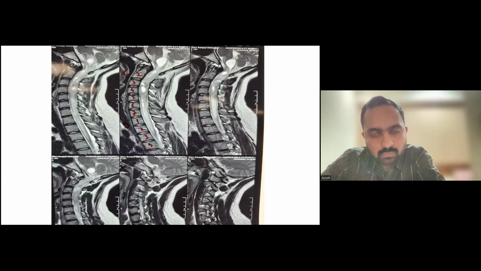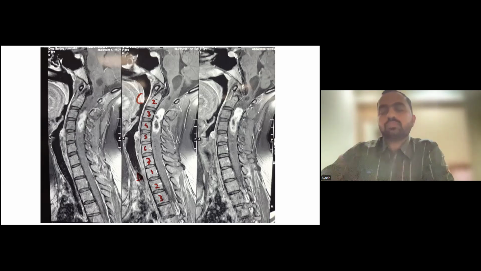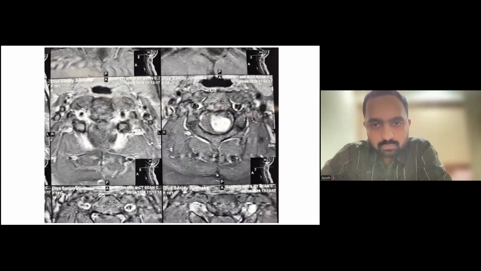Okay, Snehal, any other radiology, or is this the only radiology? Sir, this is a post-contrast image, showing the lesion from the C2 lower border to C3, C4, C5 upper border, along with cord edema. This is the axial post-contrast cut.